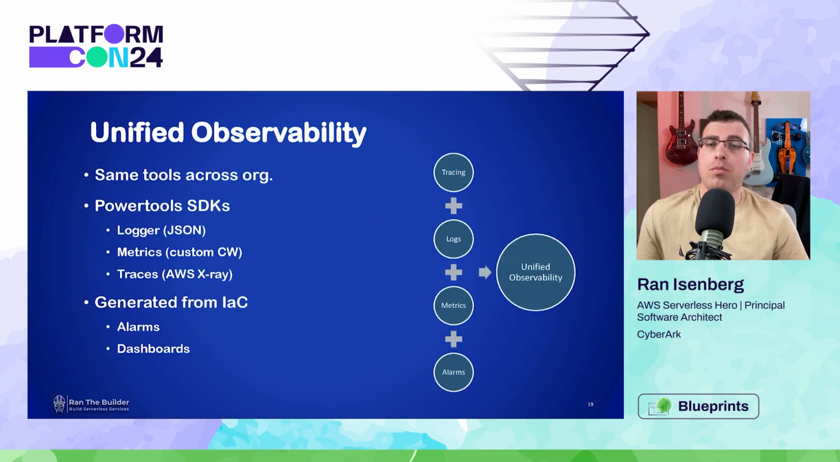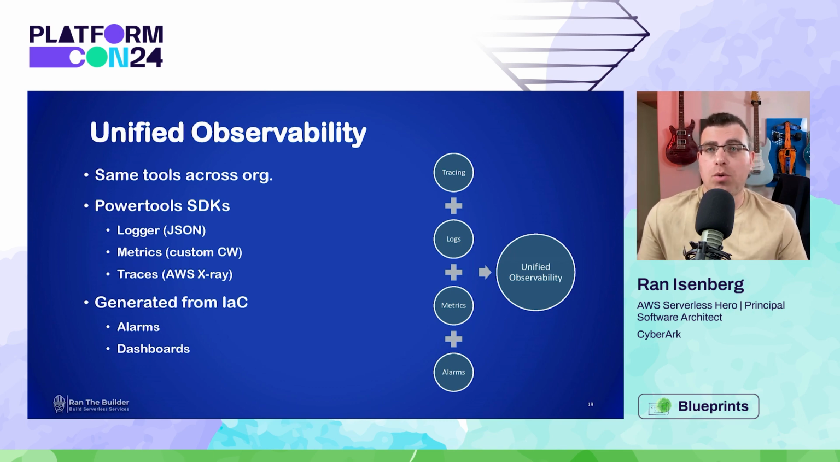Then you have unified observability. Again, it's really critical to have fully working observability out of the box so everybody can use the same tools and speak the same language when they debug production. So in this case, the cookbook uses the Power Tools SDK, which has the logger for writing JSON logs for CloudWatch, and the metrics to write custom CloudWatch metrics for KPIs. Then you have traces. We're using X-Ray for performance benchmarking to understand the service maps.